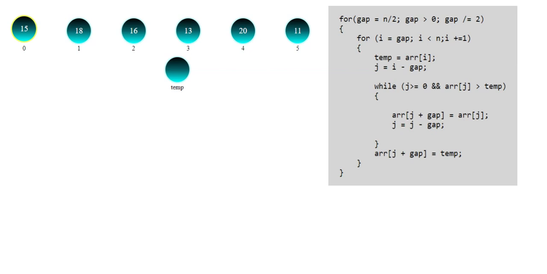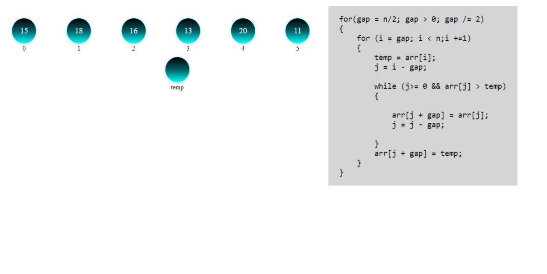It does this by breaking the original list into a number of smaller sublists, and each sublist is sorted using insertion sort. The elements that are far apart from each other are compared. Initially we take the gap as n by 2, where n is the size of the array. So the gap becomes equal to 3. The third element is compared with the first element, so we are comparing elements that are far apart from each other.